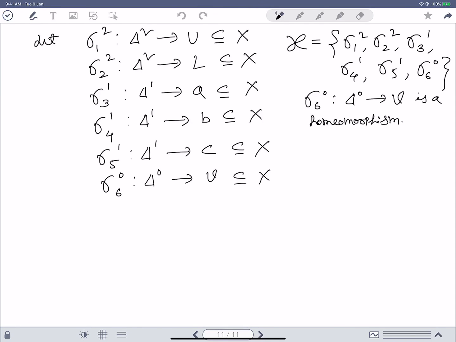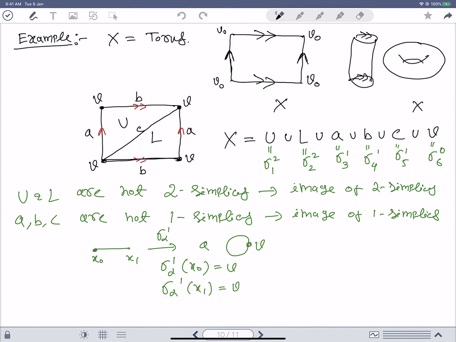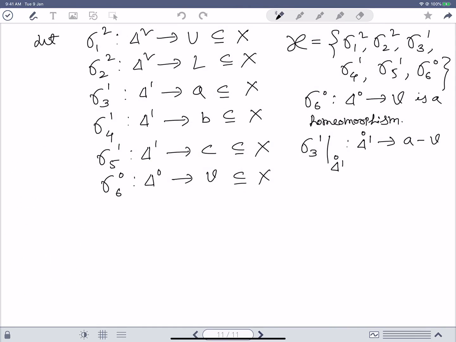Now define it in this way: sigma 3 1. If we take the restriction of delta 1 interior, from delta 1 interior to A minus V, that means we have the circle A and we remove the point V. Then this is an open one simplex and this is also an open one simplex, so we can define a homeomorphism. Also, if we take the map sigma 1 4 and restrict it on delta 1 interior to B minus V, then this is also a homeomorphism. That means we can choose a homeomorphism since both are open line segments, that is, open simplices.